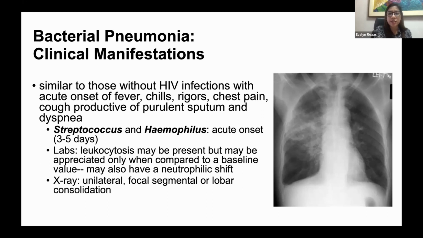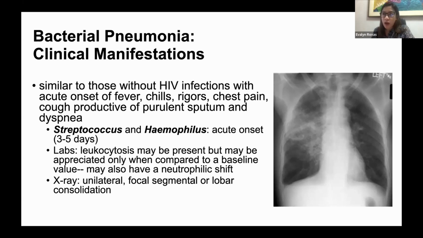So fever, chills, chest pain, productive cough with purulent sputum. So usually purulent sputum when you have bacterial etiology, and dyspnea. Okay, so Streptococcus pneumoniae is still the most common etiologic agent of bacterial pneumonia, and Haemophilus is an additional etiologic agent among HIV patients. And take note that when you have these bacterial agents, they present with acute onset, within 3 to 5 days. So you have the common laboratory result of bacterial pneumonia, leukocytosis with neutrophilic predominance.